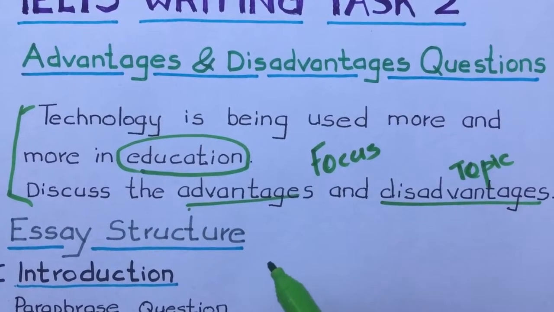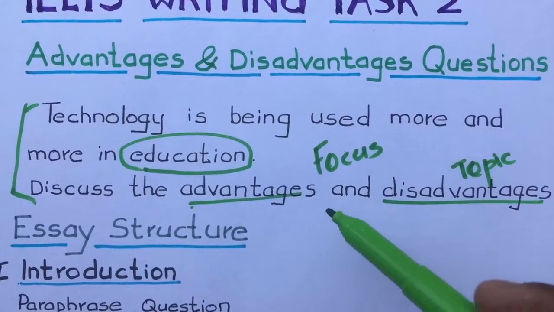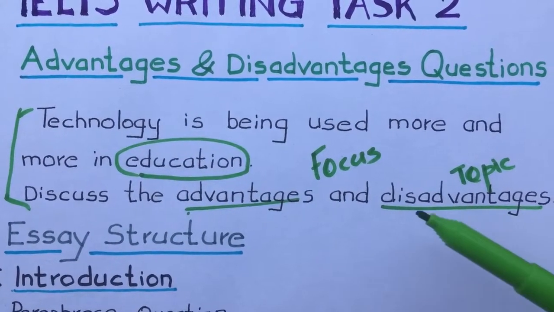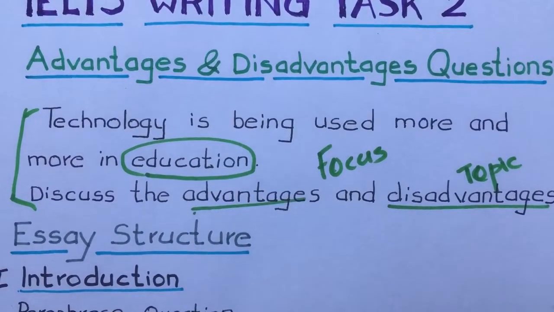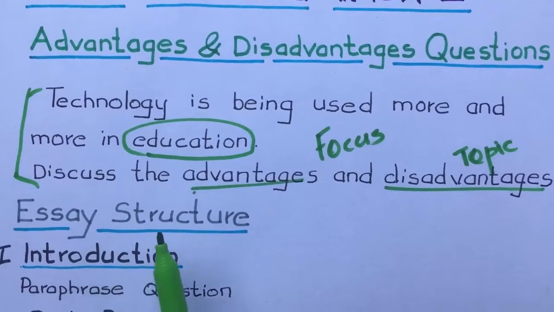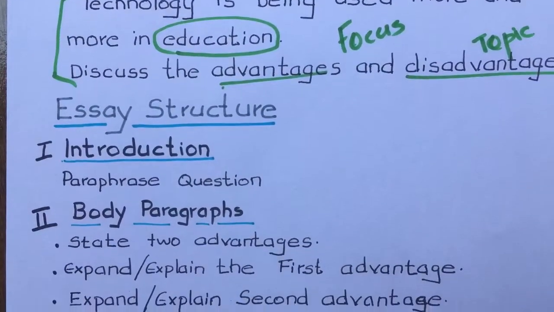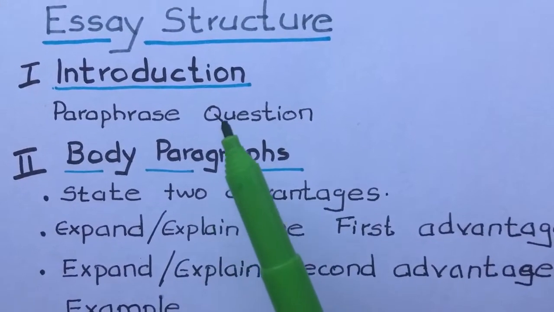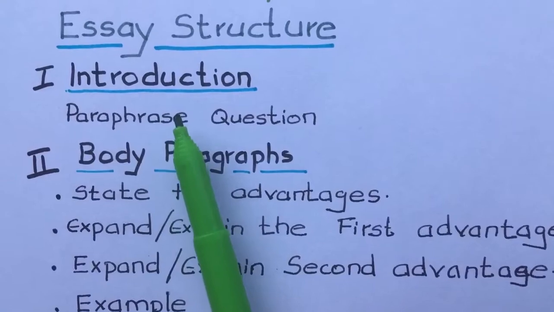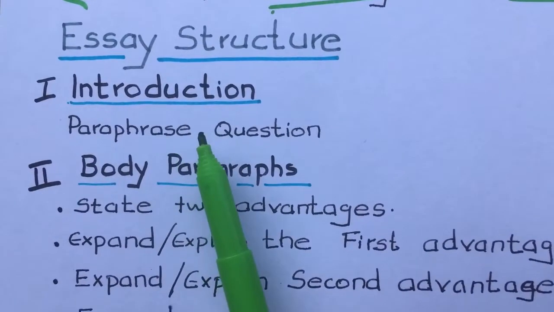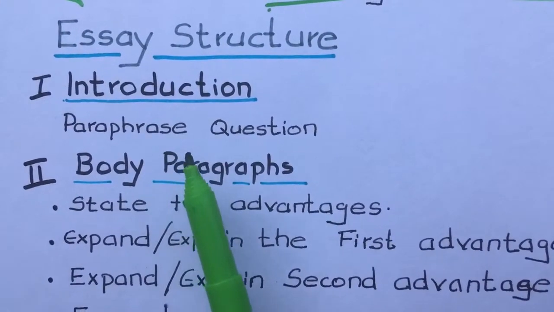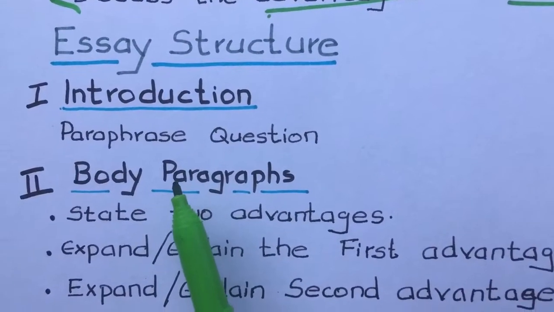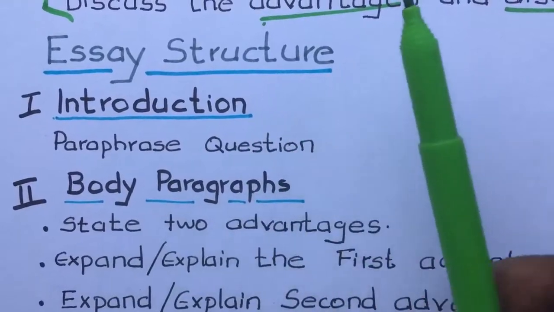In my last video I spoke about how you can answer such questions, what type of framework you could use. But now we are going to discuss it with a real example. I'll tell you the essay structure, how you can write exactly an advantages and disadvantages essay. First, for every question you have an introduction. Yesterday also I spoke about paraphrasing the question. Paraphrase means using synonyms, similar words, for the topic sentence.